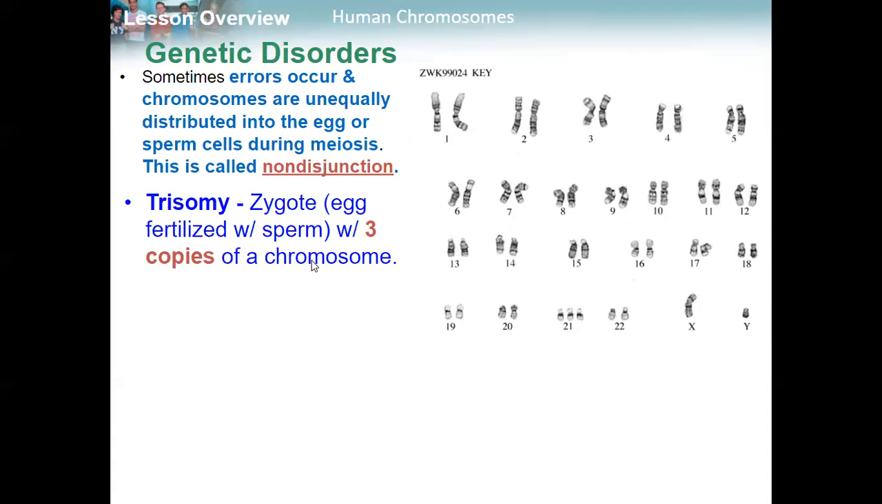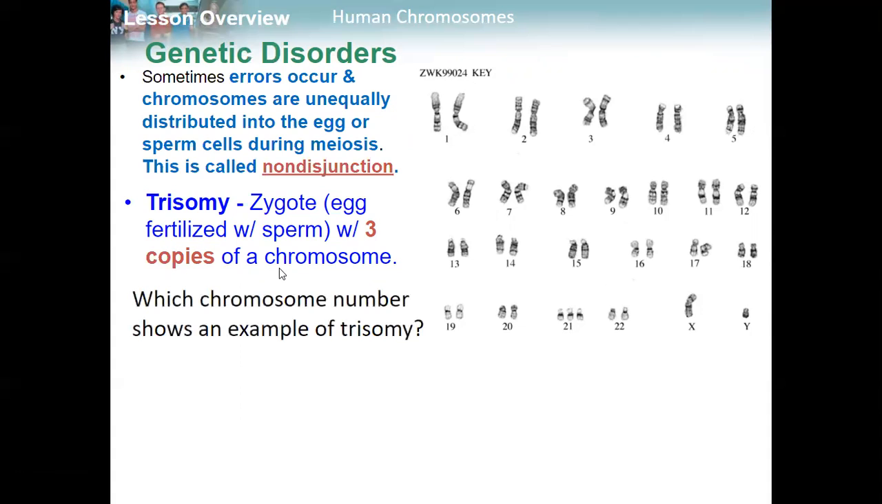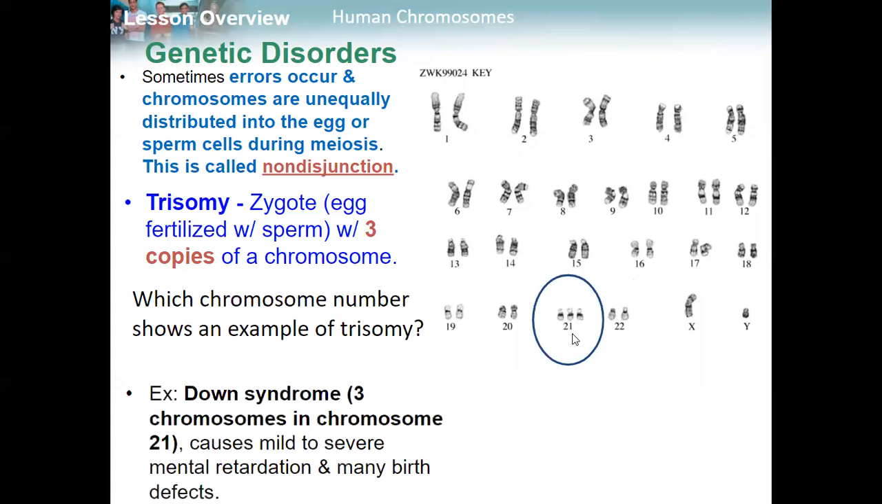That's when the egg and the sperm join to make this zygote, but there's 3 copies of a chromosome. So tri means 3, there's an extra copy. So which chromosome number shows an example of trisomy? Well, if we take a look, we're seeing that everything's paired up except for number 21. There's 3 copies instead of just 2. And because it's 3 copies on this particular chromosome, that will cause the person to have Down syndrome.